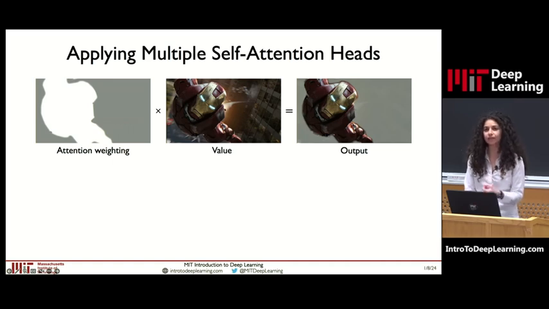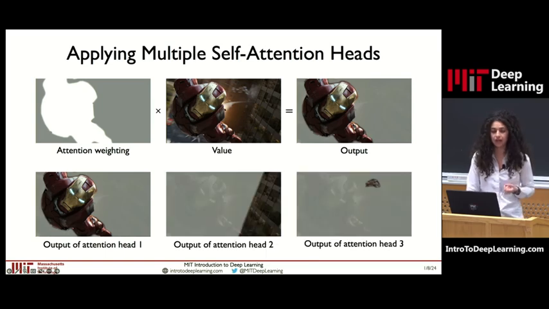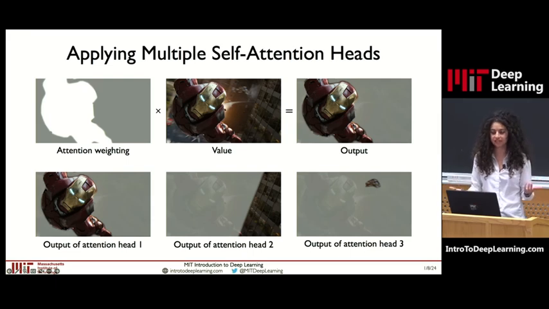So we may have, let's say, one attention mask that's attending to Iron Man in the image, and that's the output of the first attention head. But we could have other attention heads that are picking up on other relevant features and other components of this complex space.